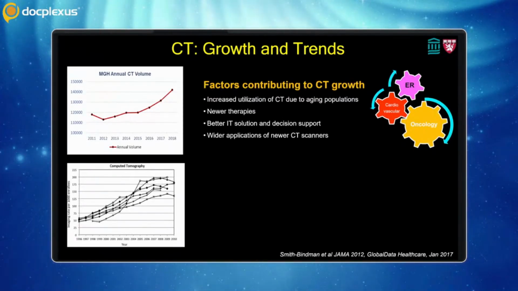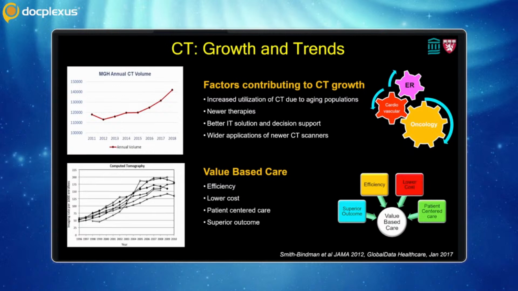Now, this growth in CT is secondary to increased utilization due to aging populations, development of newer therapies, and better IT solutions, and wider applications of the newer CT scanners like the dual energy CT scanners. One thing important is that with increasing utilization, the expectations on imaging have also changed. In this era of precision medicine, there is increasing emphasis on value-based care. That is care which is efficient, lowers cost, is patient-centered, and provides superior outcome.